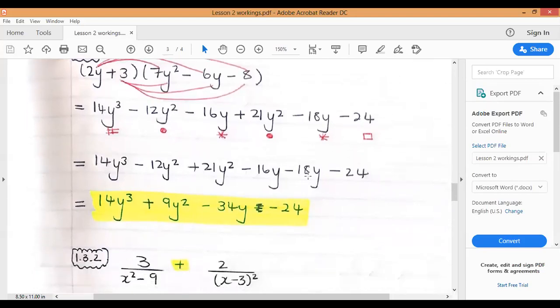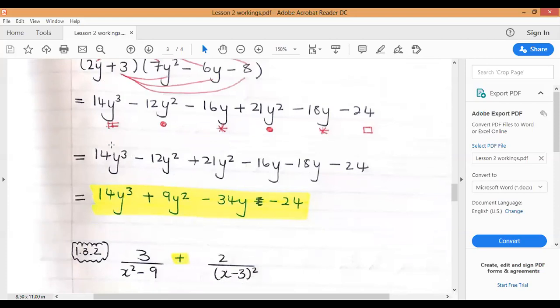To get my point? Now you can group. This will stay the same because it's just on its own. But this will go with that one. So it will be negative 12y squared plus 21y squared. Does it make sense? Then negative 16y will go with negative 18y. Can you see here? Then this is alone also, negative 24. Then this will stay the same because you didn't group it with anything. Then now, negative 12y squared plus 21y squared.